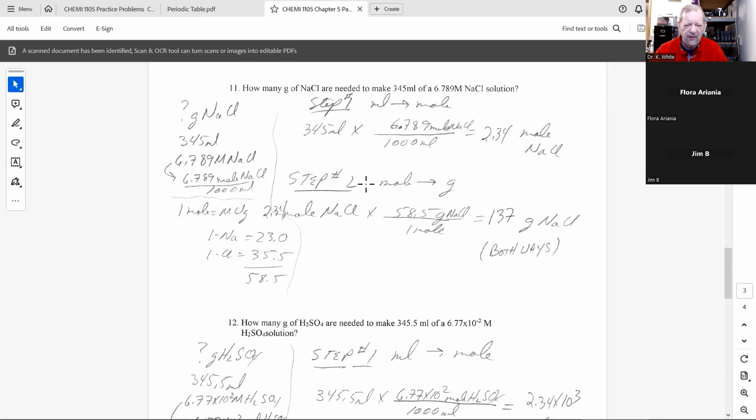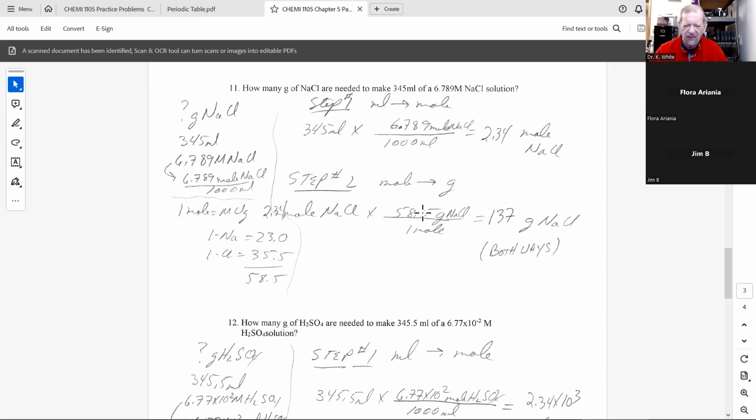So now in step 2, we want to get to grams of NaCl. We have moles of NaCl. So we have 2.34 moles of NaCl. We want to get to grams of NaCl. Use your good buddy, your good friend, unit analysis. Whatever we're trying to get to goes on top of the ratio. Whatever we're trying to get rid of goes underneath. I forgot to write NaCl, but you get the picture. This cancels out. I'm left with grams of NaCl.